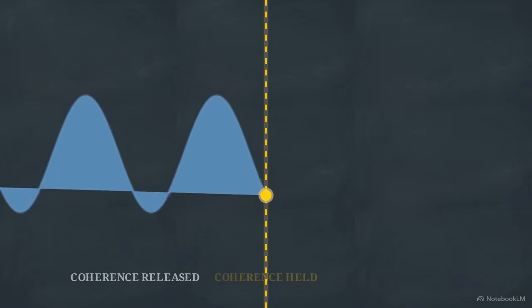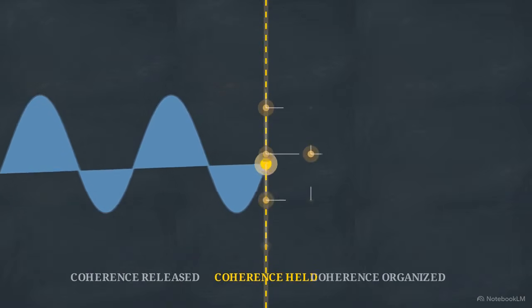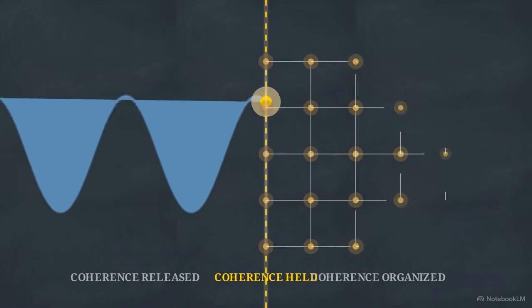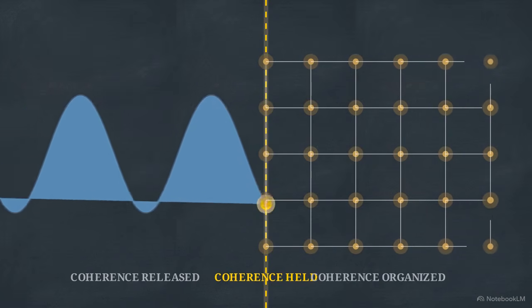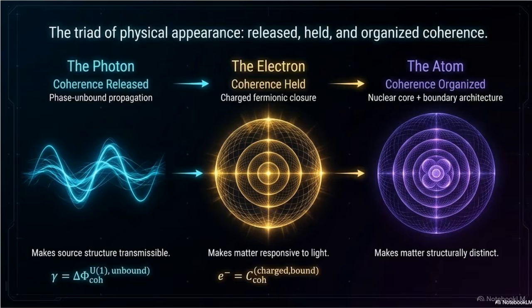To locate the electron in the physical world, we must look at the continuous sequence of coherence, moving from unbound propagation to organized material structures. This diagram illustrates the triad. On the left, the photon is coherence released, a wave making its source transmissible.